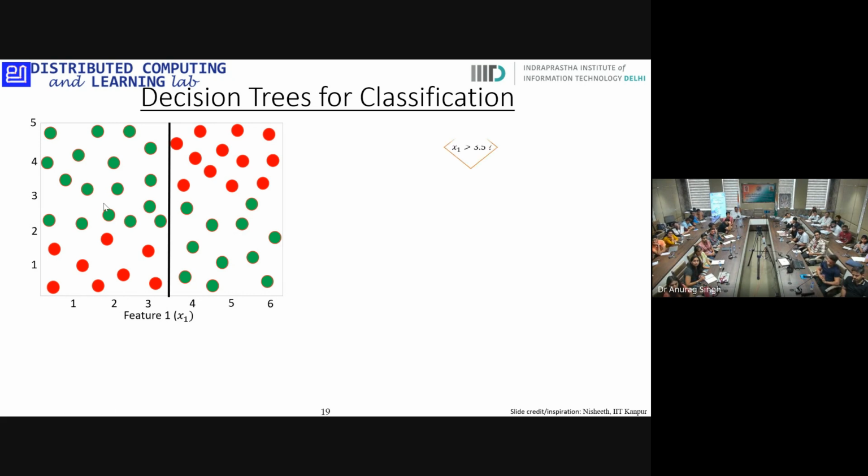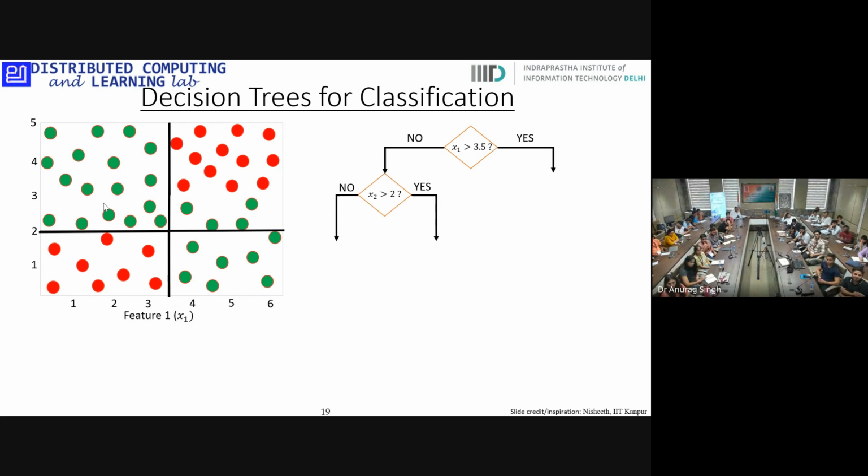Let's start with partitioning along the x1 axis, the horizontal axis. If x1 is greater than 3.5, then it is one branch of the tree. If it is less than 3.5, then it is the other branch of the tree, right? Based on yes and no, you have branches of the tree. Once you have these two branches, you partition further, and so forth.